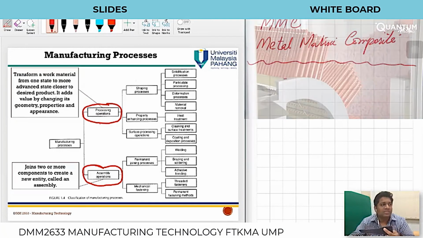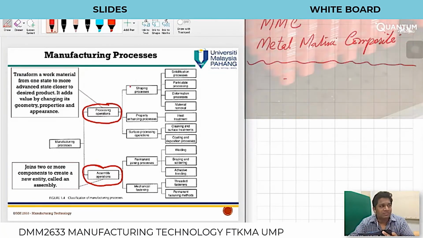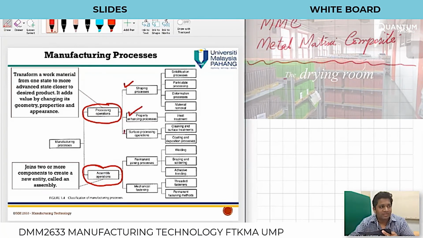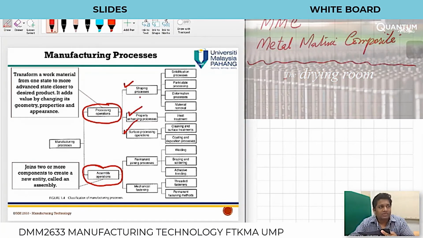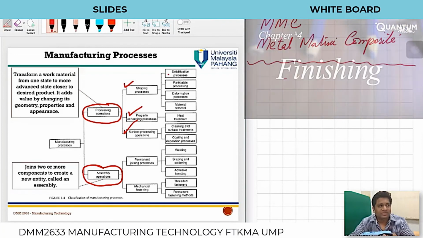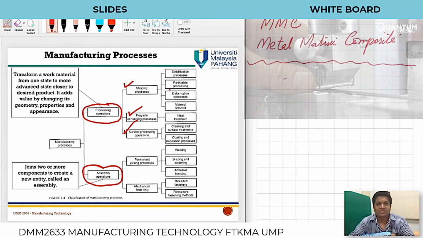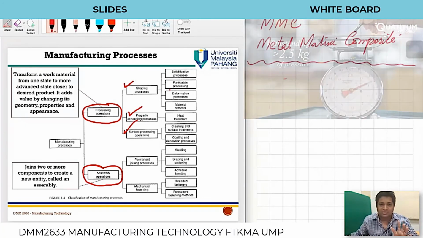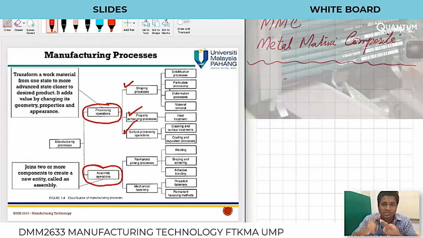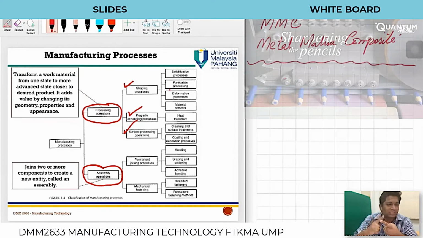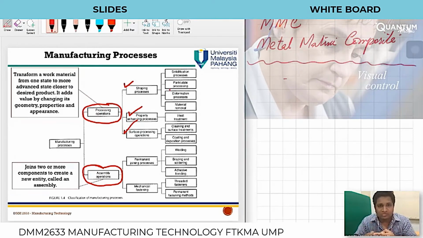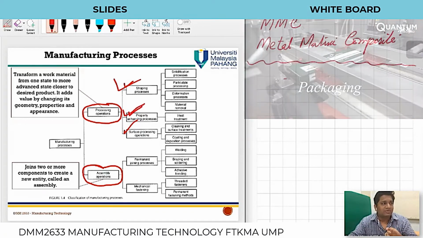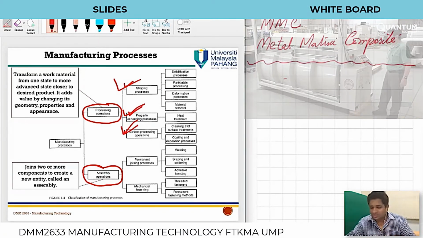Okay, the processing operation includes shaping. You can see number one is shaping, number two is property enhancing, number three is surface processing. Okay, so in shaping we've got solidification process, particulate processing, deformation. These are something which we will learn later, but mainly manufacturing process is based on processing operations, and number two is assembly operations. In processing operations we have shaping process, property enhancing process, and surface processing operations.